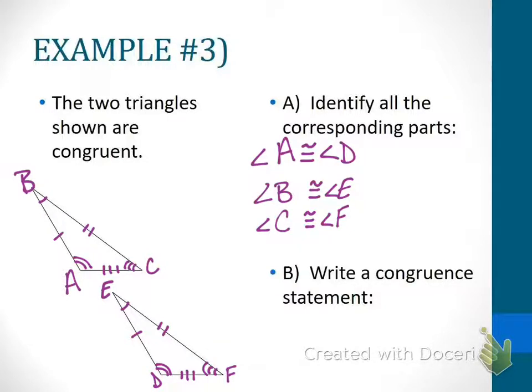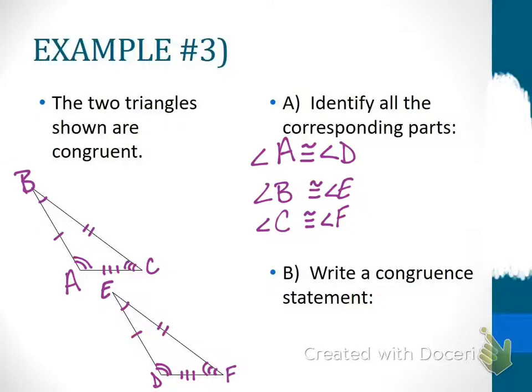Okay, but that's just the angles. If they want all corresponding parts, I'm not just interested in angles. I also need what else? Sides. So I should have 3 statements for sides. What's one of them? We said AC and DF would be congruent. What's another pair?